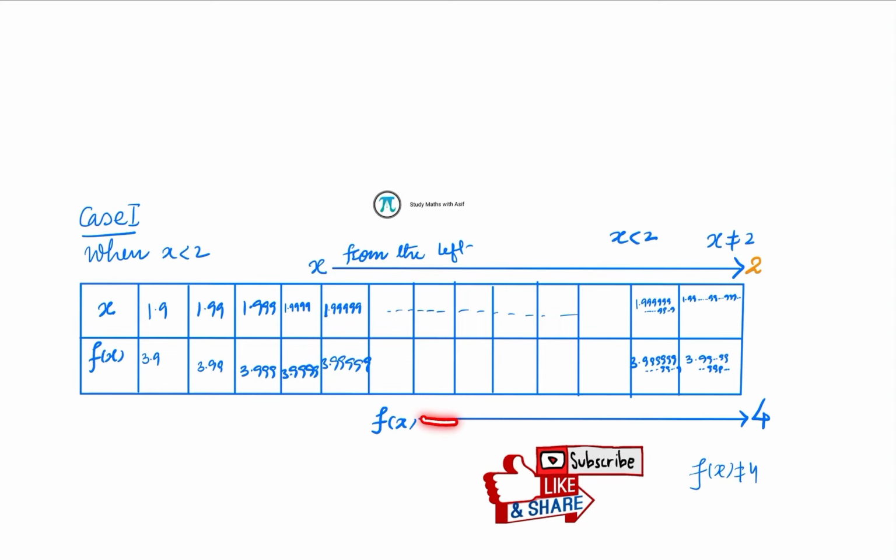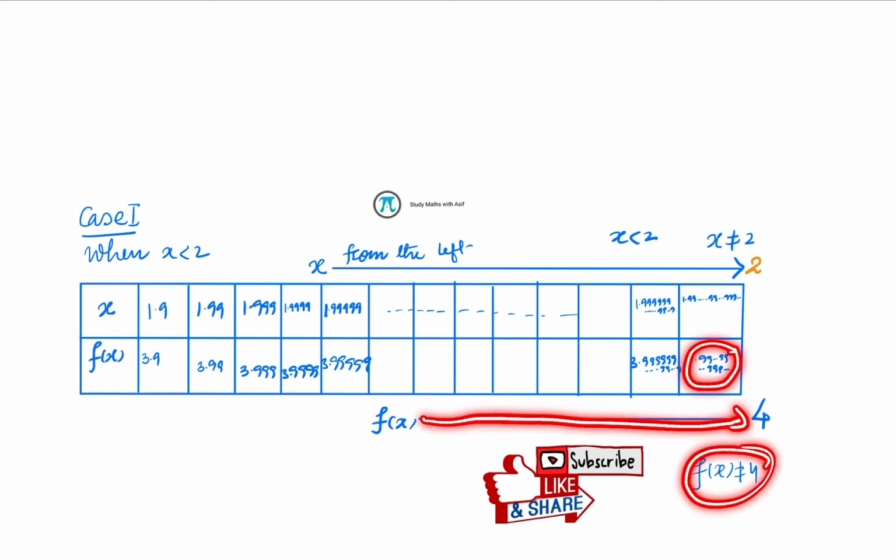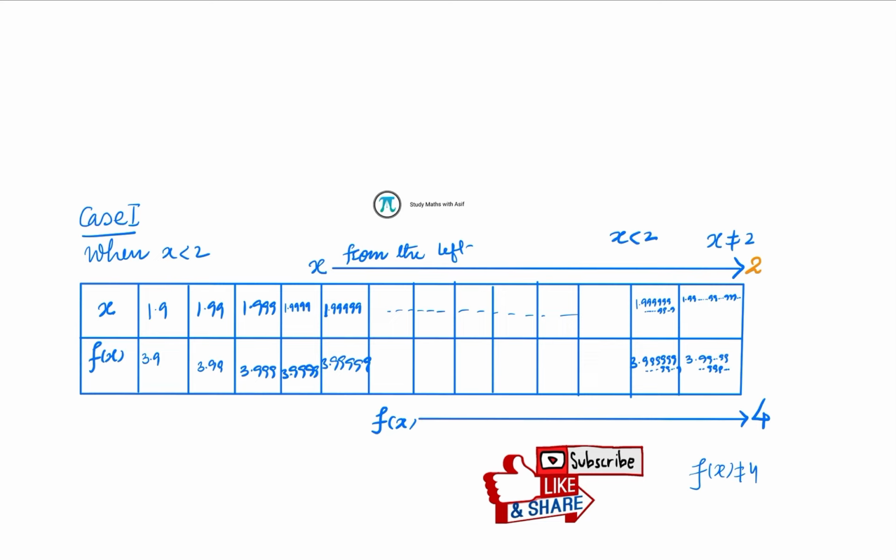So you see, the function is approaching 4, but not equal to 4. That is the beauty of the limit. So this is what I was talking about when we are considering the values less than 2. What will happen when the values are greater than 2? So let's discuss that case as well.